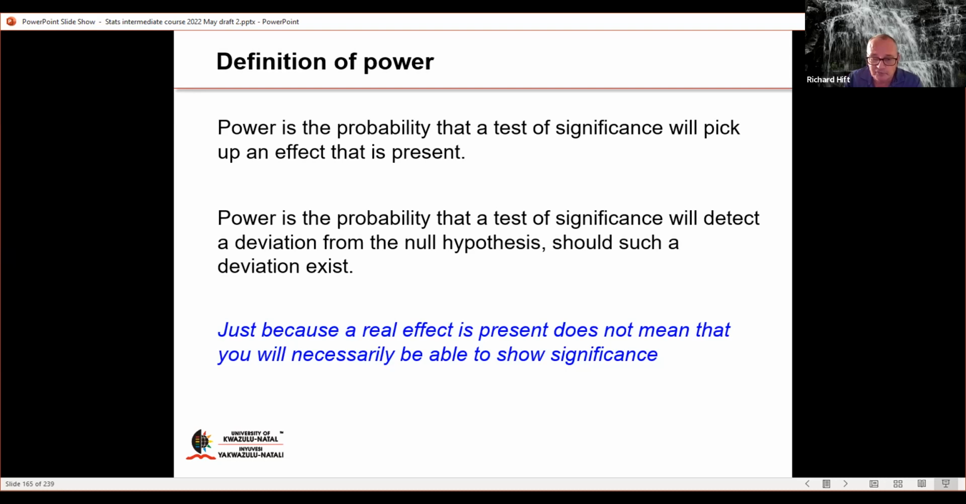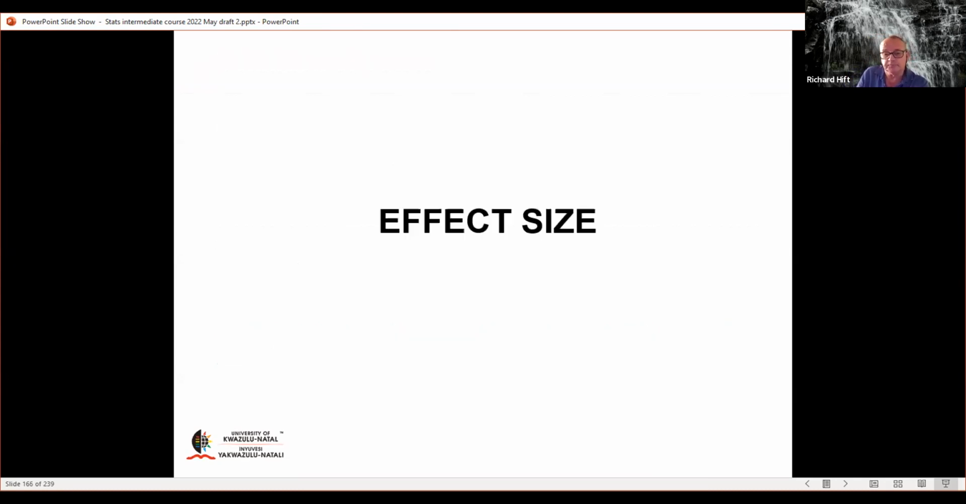It's quite possible for any of us to conduct a study and not show significance. And yet when somebody else comes and conducts the same study, but with a larger sample size, they suddenly are indeed able to show significance. So their study must have been better powered than our study.